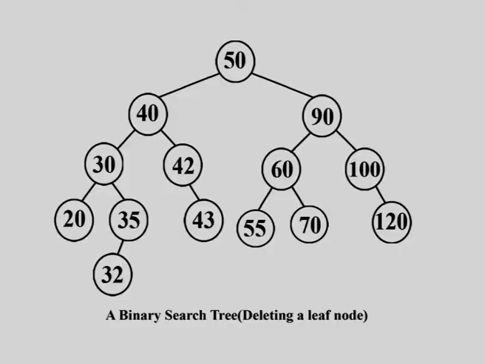Here in this binary search tree, it is very simple to delete any of the leaf nodes 20, 32, 43, 55, 70 and 120. Once we search the node to be deleted and its parent node, only one pointer field in the parent node is required to be set to null. For example, if we want to delete node 32 in this binary search tree, we need to set the left pointer field of node 35 to null. Of course, node 35 is the parent of node 32.